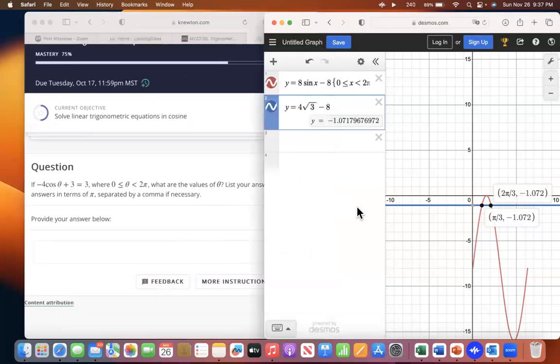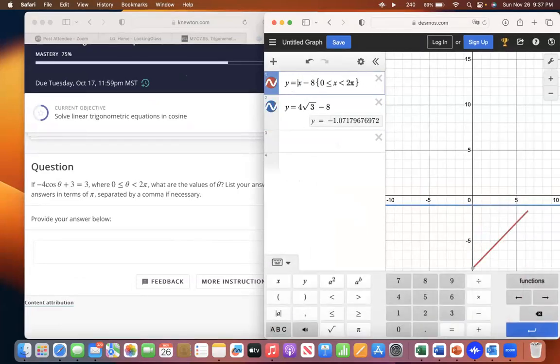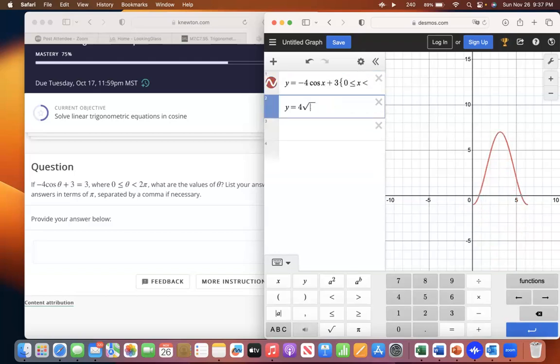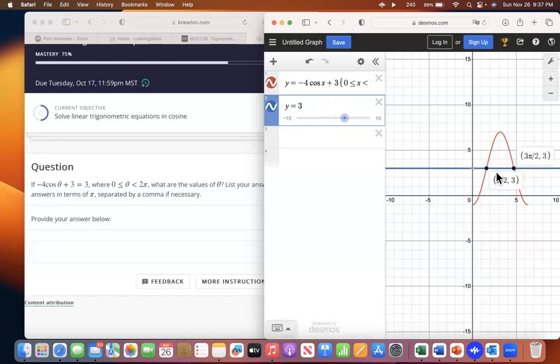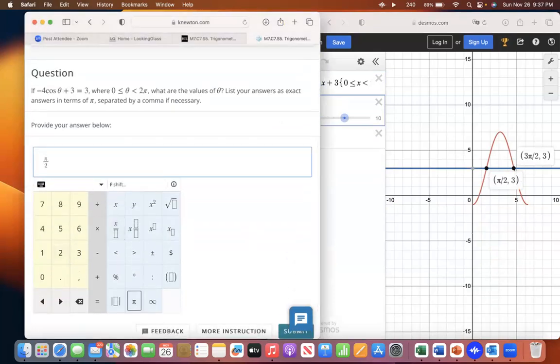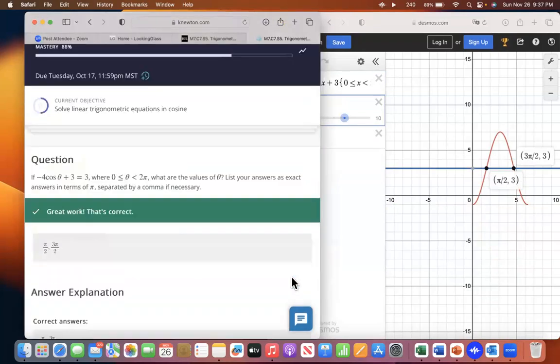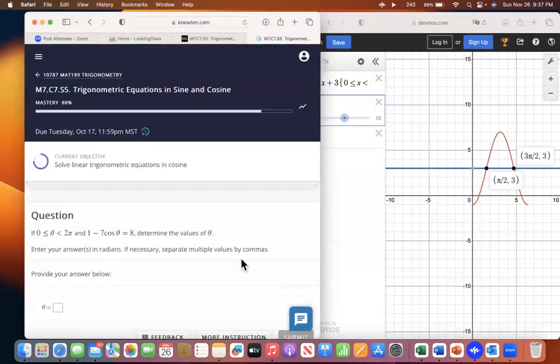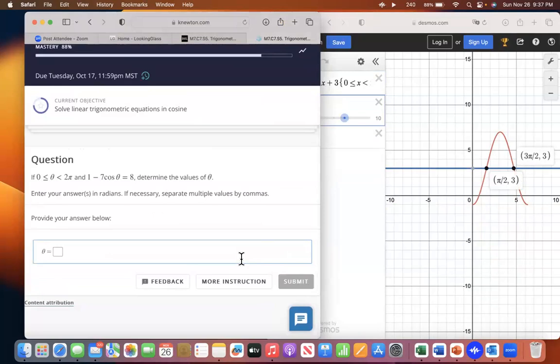Exact answers. Pi over 2 and 3 pi over 2. Pi over 2.